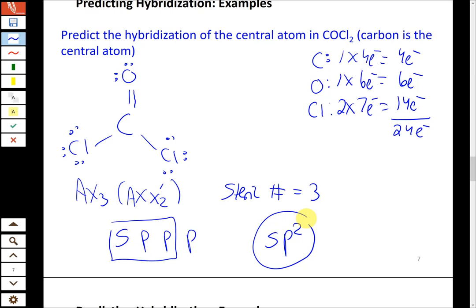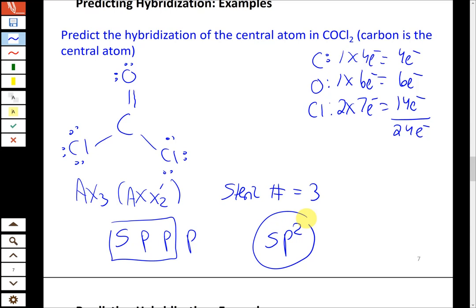That's what we learned earlier. That relates to the polarity of the molecule also. And then now we take it one step further: we can predict the hybridization of the central atom, which tells us how those orbitals mix together and how they would form bonds with the outer atoms. All right, so any questions on this one?